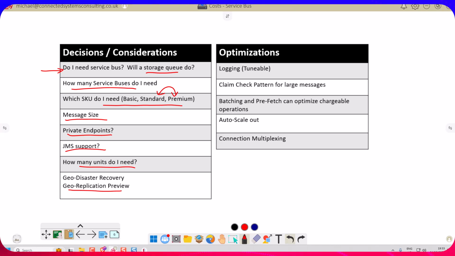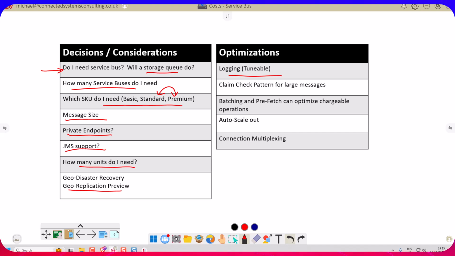Now, going beyond some of the things that I would be thinking about when I'm trying to decide what I want to do with Service Bus, there are also some optimizations that I need to make. The first one would be logging. So when you turn on logging for your namespace in the diagnostic settings, it's going to push out quite a bit of data, so you need to be careful about when you use that. Some people might be using it for security scenarios. You might be putting it into Log Analytics or something like that.